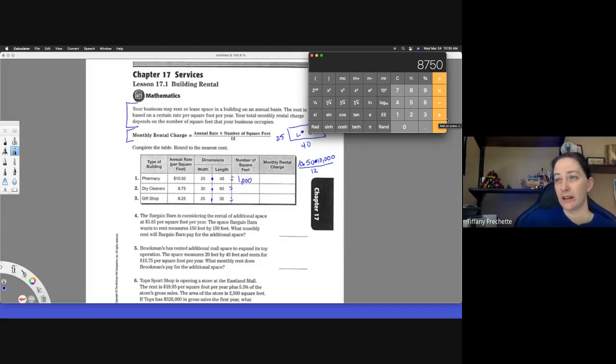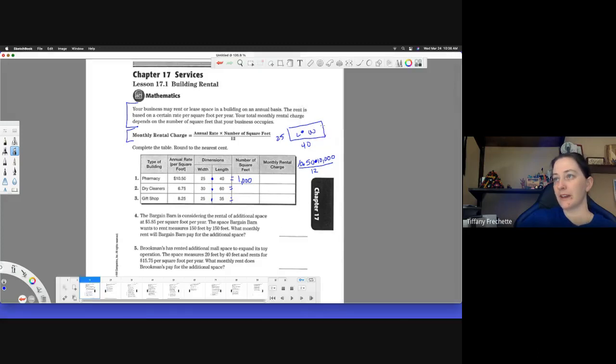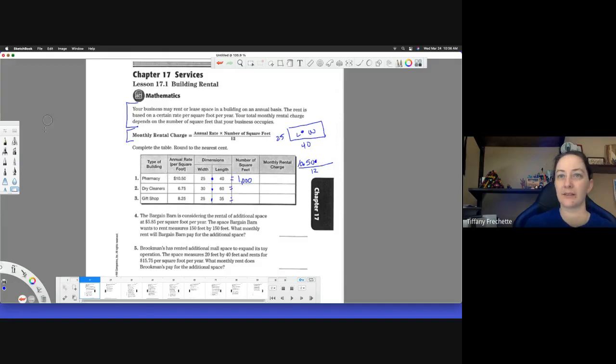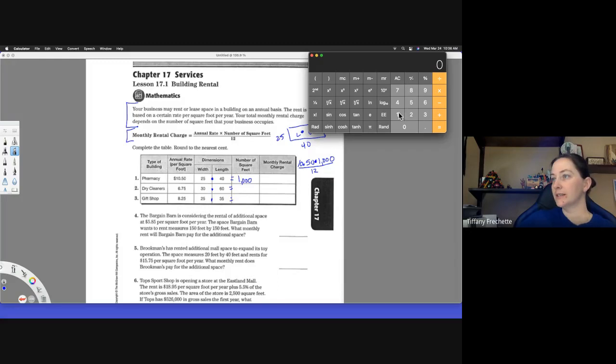So I have $8,750. Hold on, did I put too many zeros in there? Oh, why did I put 10,000? Silly me. This wasn't supposed to be 10,000. That was only supposed to be 1,000. There's 1,000 square feet, not 10,000 square feet. All right, so same thing, but going to be 1,000 times less.